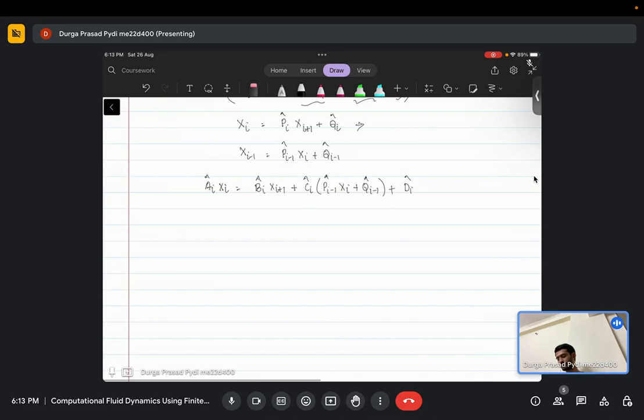So now you have a very similar equation. You just take ai hat minus ci hat pi minus 1 hat times xi equals bi hat times xi plus 1 plus ci hat qi minus 1 plus di hat. If you compare, say this is 1, 2 and this is 3, if you compare 3 with 2, you'll have ai hat minus ci hat pi minus 1 hat times pi hat essentially equal to pi plus 1. Or is it the other way around? Yeah.